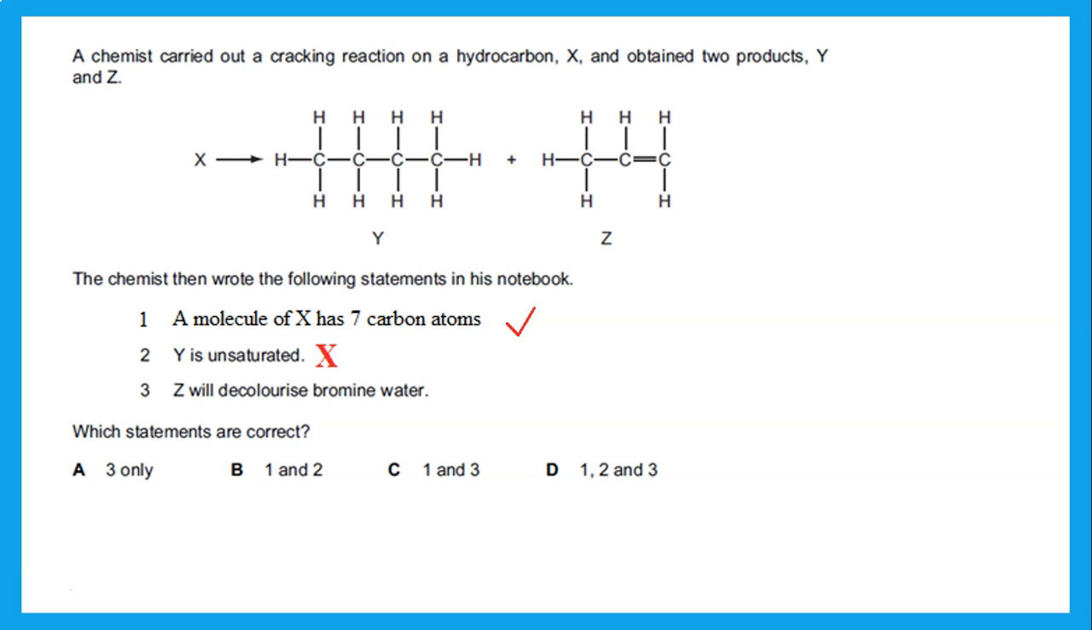Z will decolorize bromine water. Again, Z is an alkene, and we said what is test for alkene? Add bromine water, it turns from reddish brown to colorless, so this statement is correct. This has a double bond, it is an alkene, so it will decolorize bromine water. So which statements are correct? That is statement 1 and 3.